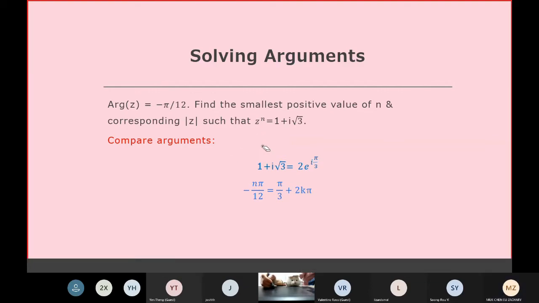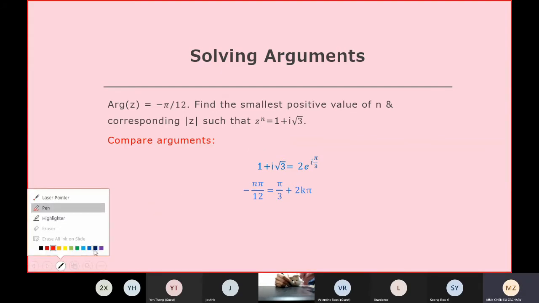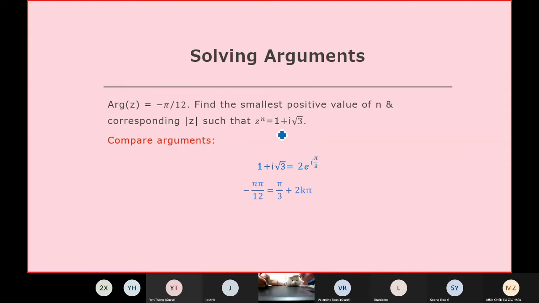You don't really know what r is, you don't know what n is, so you can't solve for the modulus first. Instead, you should solve for the argument first. So we know that 1 plus i root 3 is 2 e^(i pi over 3). So look at the argument. We have pi over 3 for 1 plus i root 3.